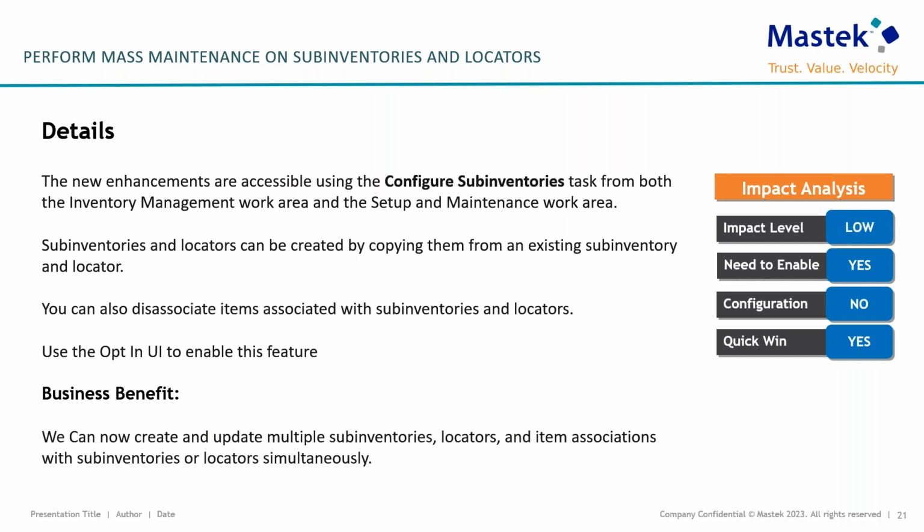Now you can also disassociate items from the subinventory and locators. We can create subinventories and locators by copying from existing subinventories. To use this feature, we need to opt in and enable the feature. The main business benefit is we can create and update multiple subinventories, locators, and item associations with the subinventories and locators simultaneously.